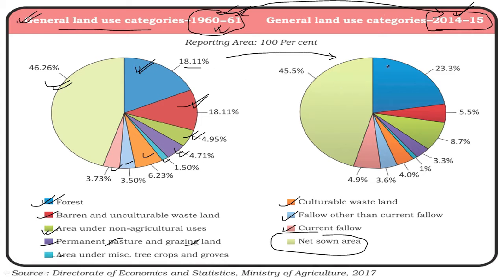So we see that there is 23.3% of forest in 2014-15. Students, if you remember that we have studied in class 9th Forest Society and Colonialism that approximately 10% of the forests were cleared between a period of 200 years from 18th century to 20th century. So of course there were efforts in order to increase the area under greenery, under green cover. That is why we see that in 1960-61 we had 18.11% of forest, but in 2014-15 we have 23.3% of forests.